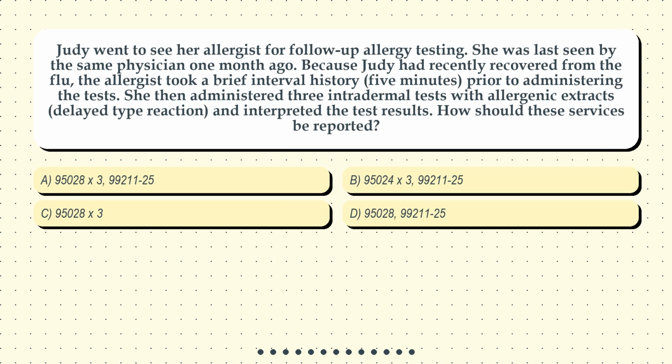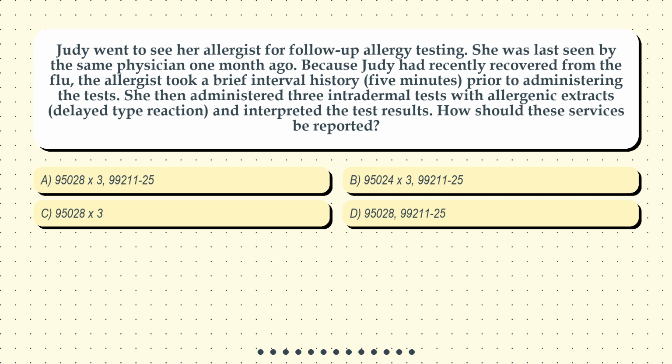Question 8. Judy went to see her allergist for follow-up allergy testing. She was last seen by the same physician 1 month ago. Because Judy had recently recovered from the flu, the allergist took a brief interval history, 5 minutes, prior to administering the tests. She then administered 3 intradermal tests with allergenic extracts, delayed type reaction, and interpreted the test results. How should these services be reported?